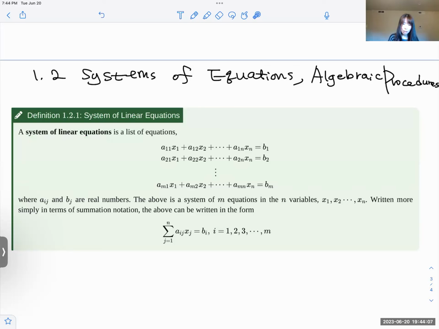Okay, a in this case is a real number, and b in this case is also a real number. And then we have m equations, right? And n variables, which means they talk about the dimension. So think dimensions.